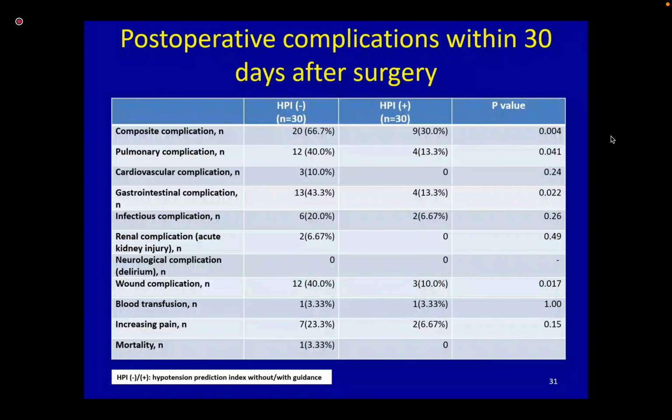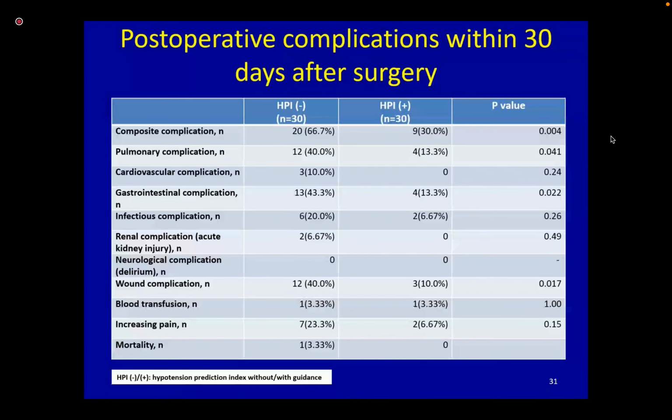Presented postoperative complications. A lower occurrence was noted in the HPI guidance group, which shows a short postoperative morbidity survey, named POMS. The occurrence of postoperative composite complications was recorded for POMS. The postoperative pulmonary, gastrointestinal, and wound complications were significantly lower in the HPI guidance group than in the non-HPI guidance group.